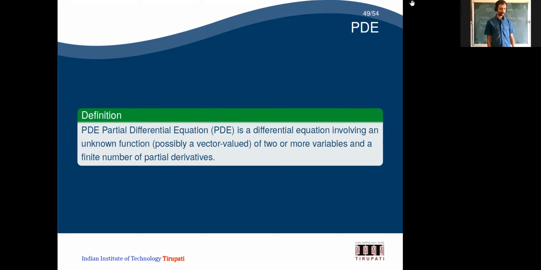We'll see the mathematical definitions. A partial differential equation is nothing but a differential equation involving an unknown function, which can be a vector valued function also, of two or more variables, and a finite number of partial derivatives. Then we say that it is a partial differential equation.